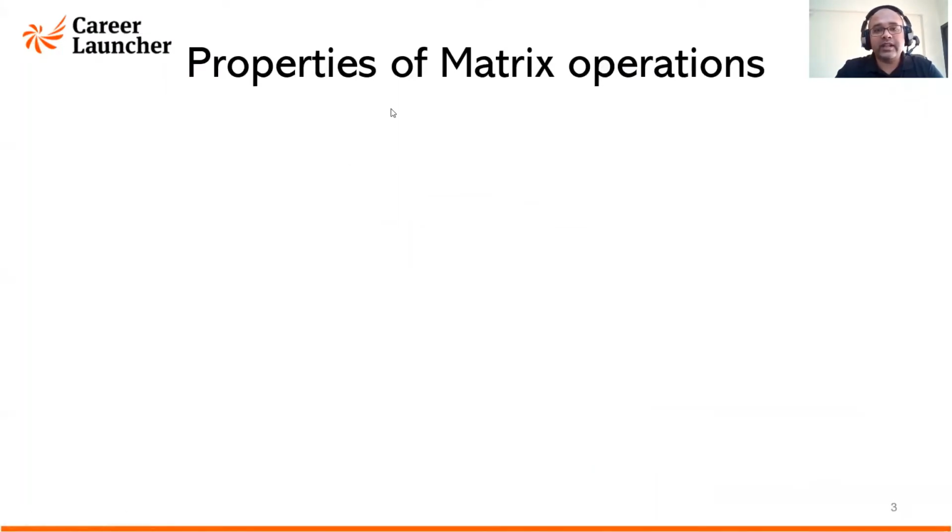Right. So let's look at some of the properties of matrix operations. But before looking at these properties, first let us try to understand the basic nature of these operations when we are dealing with simple numbers. I'm not talking about matrices here. I'm just trying to recollect your ideas about the basic operations in simple real numbers. The first property is called the commutative property.